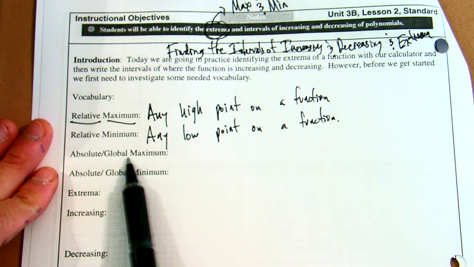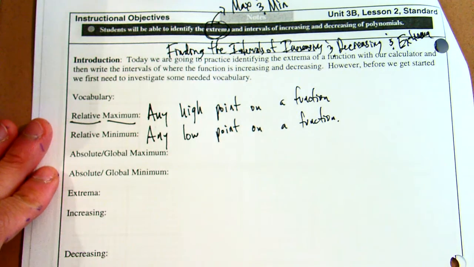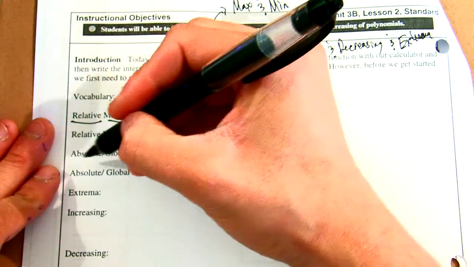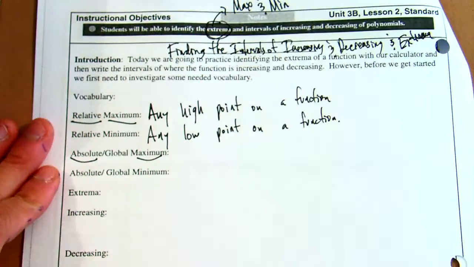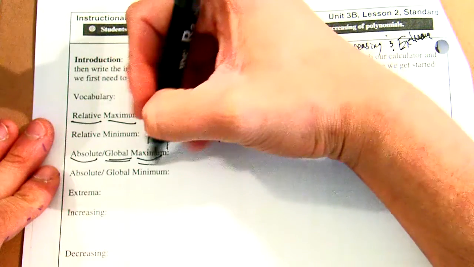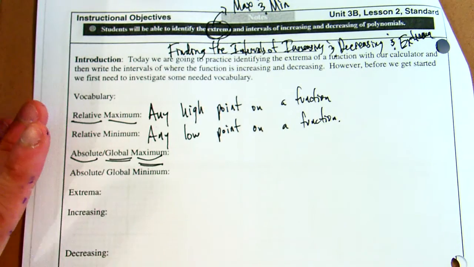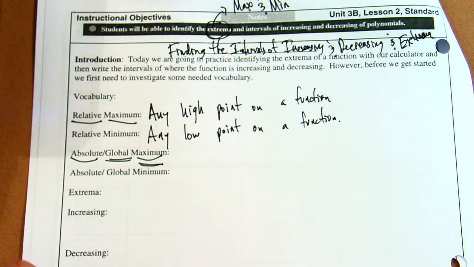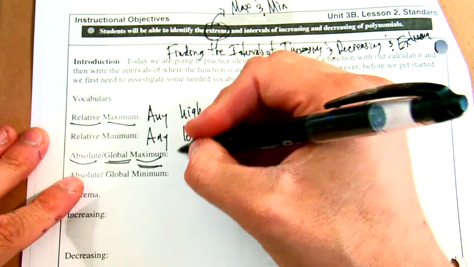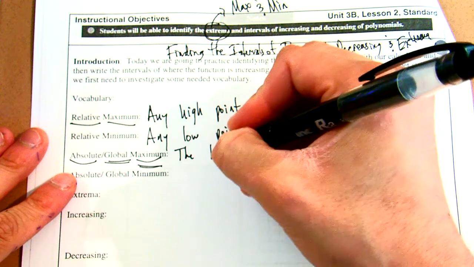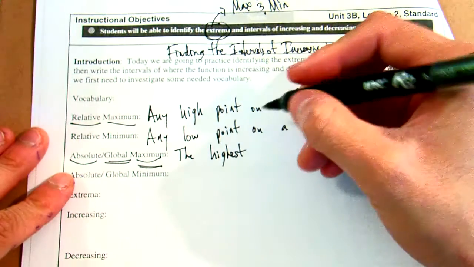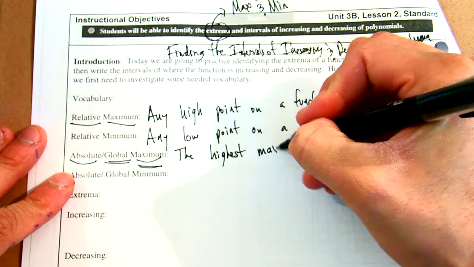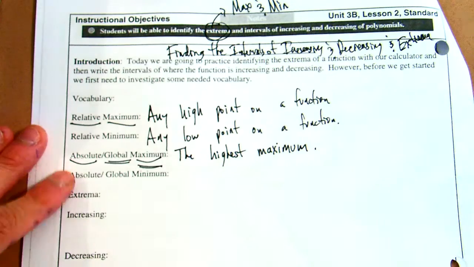What about an absolute or global maximum? So different books say different things. Some books say absolute maximum. Other books say global maximum. So I put both. But what do you think an absolute max or a global max is? What is it going to be? What do you think? Yeah. So this is the highest what? Maximum. It's the highest one.